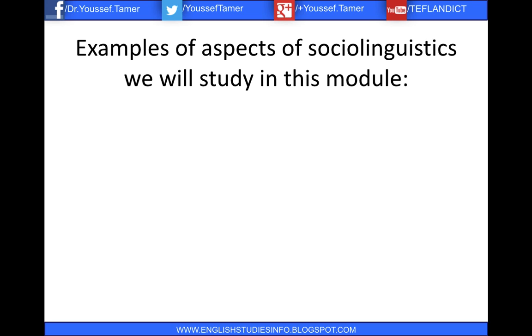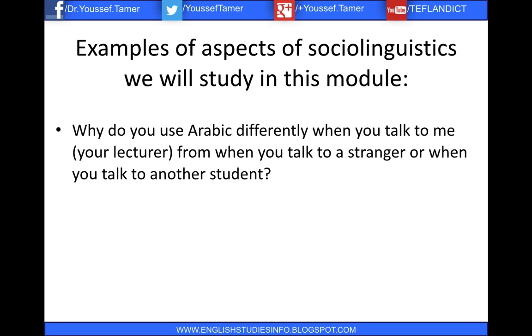So some examples of aspects of sociolinguistics we will study in this module. Examples are: why do you use Arabic differently when you talk to me, your lecturer, from when you talk to a stranger, or especially when you talk to another student or a friend of yours?